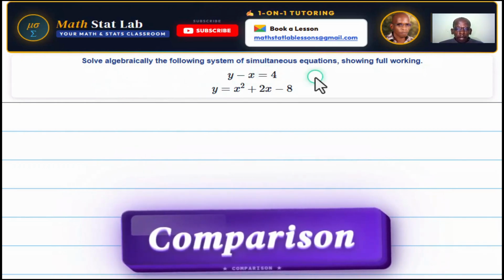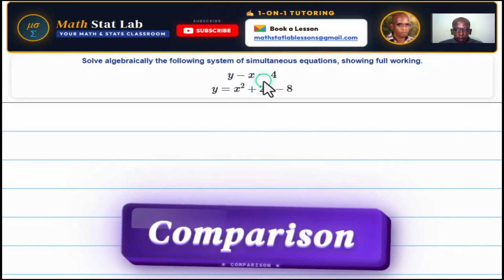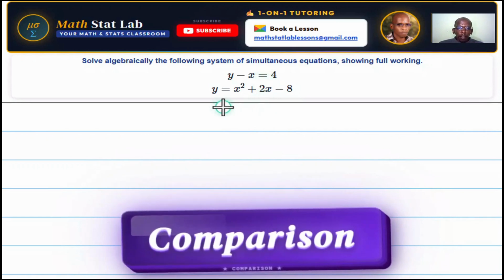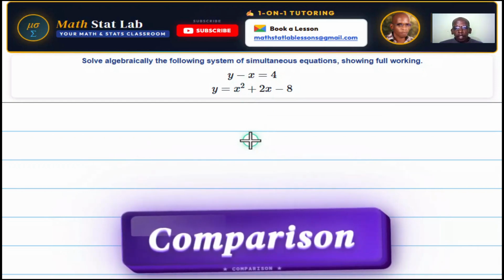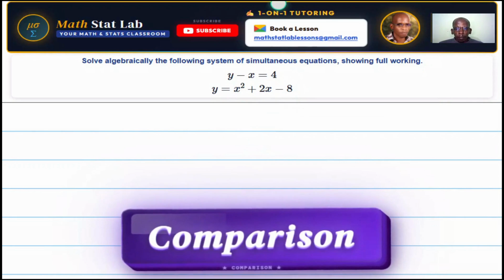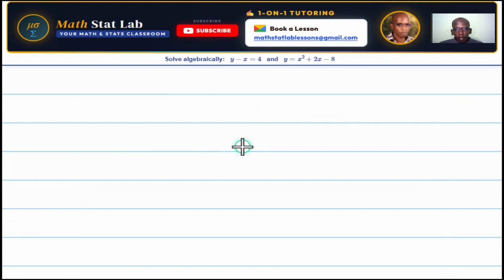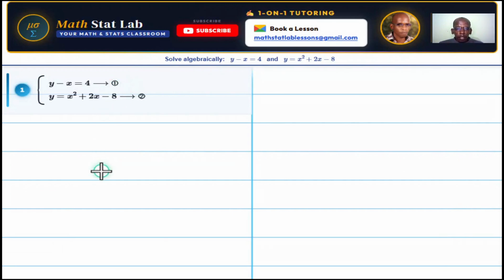So the first one is linear because the highest power in the first equation is just 1, and an equation with the highest power of 1 is a linear equation. Then the second equation is quadratic because the highest power is 2, and an equation with the highest power of 2 is quadratic. The first step in solving this system of equations is to label them as 1 for the first equation, which is linear, and 2 for the second equation, which is quadratic. Then from there, I need to make y the subject of each of them.